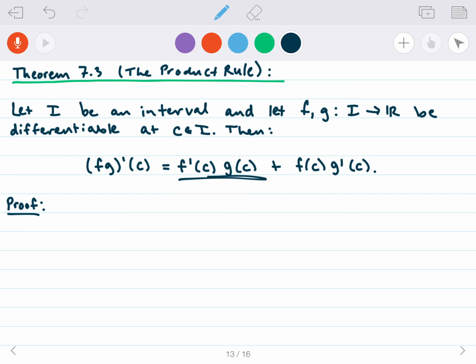But of course, multiplication commutes, and so does addition. So, keep the first, that's over here, times the derivative of the second, that's over here, plus now you keep the second times the derivative of the first, that's over here.